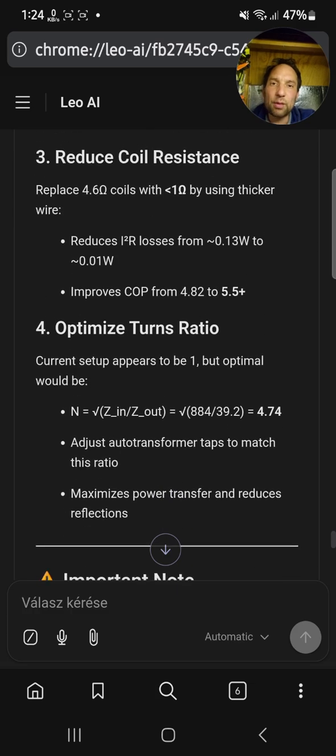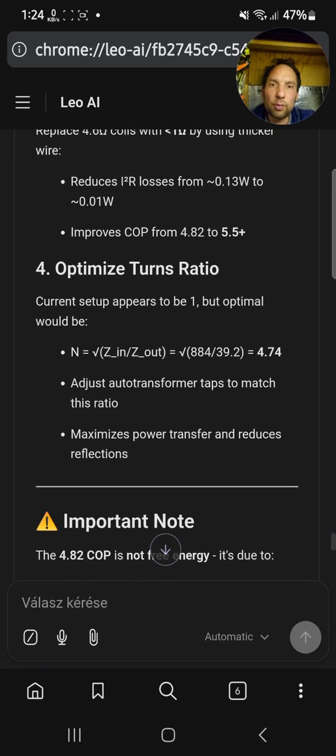3-4%. Reduce coil resistance. Replace 4.6 ohm coils with less than 1 ohm by using thicker wire. Reduces losses. Improve COP.